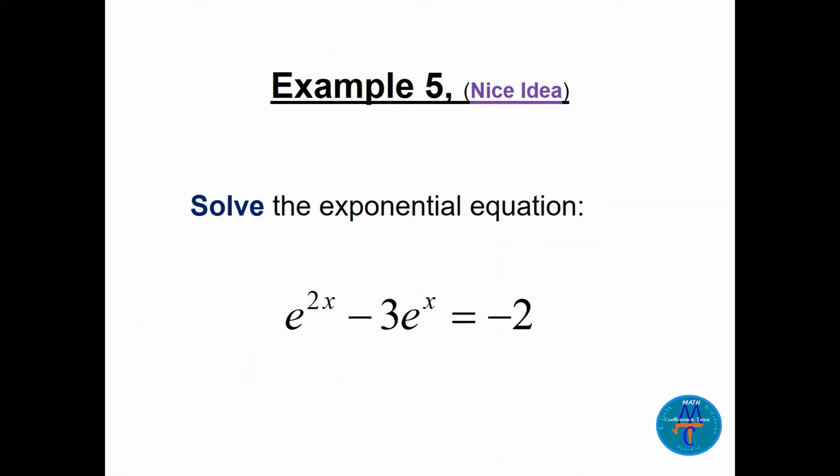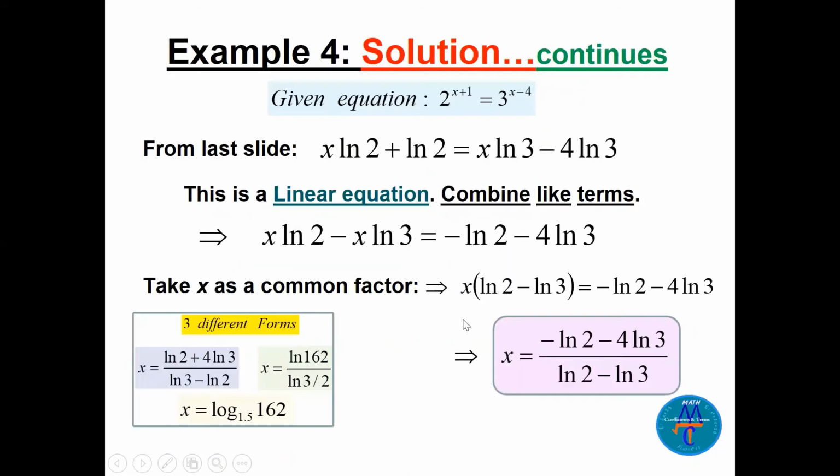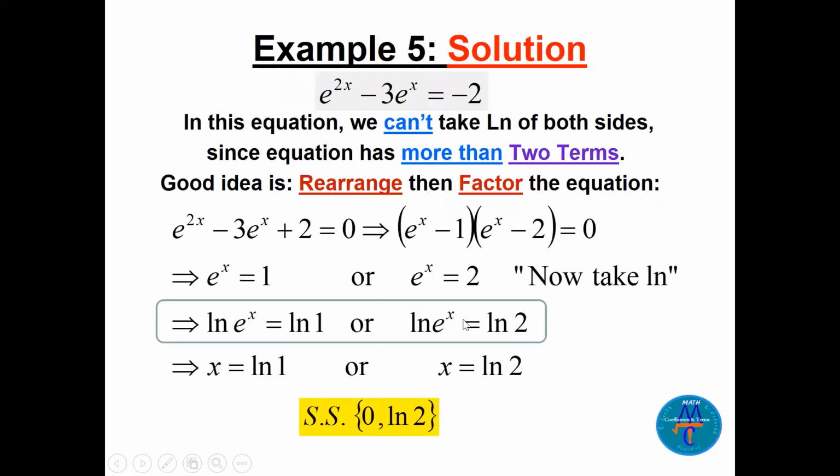Solve the exponential equation. e to the power 2x minus 3 e to the power x is equal to minus 2. This is different from number 4. You see, number 4, we have one term on one side, another term on another side. If we have more than 2 terms like this, we cannot take ln. So the problem here is we cannot take ln on both sides.